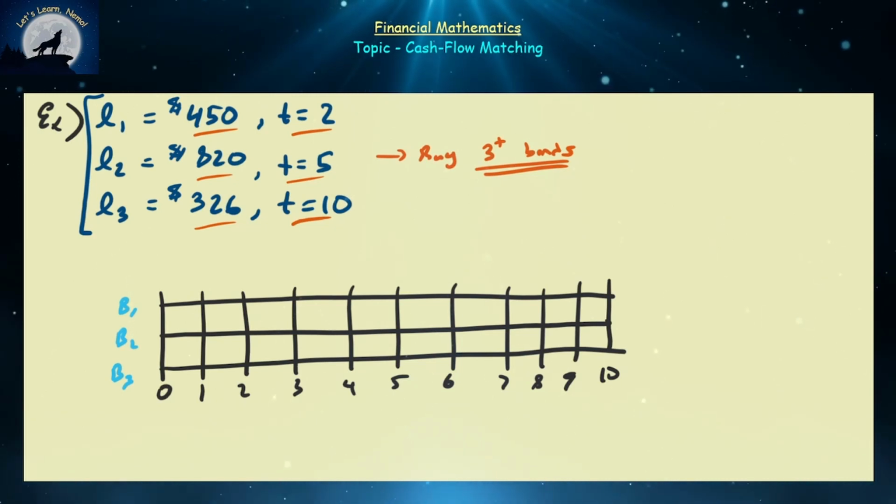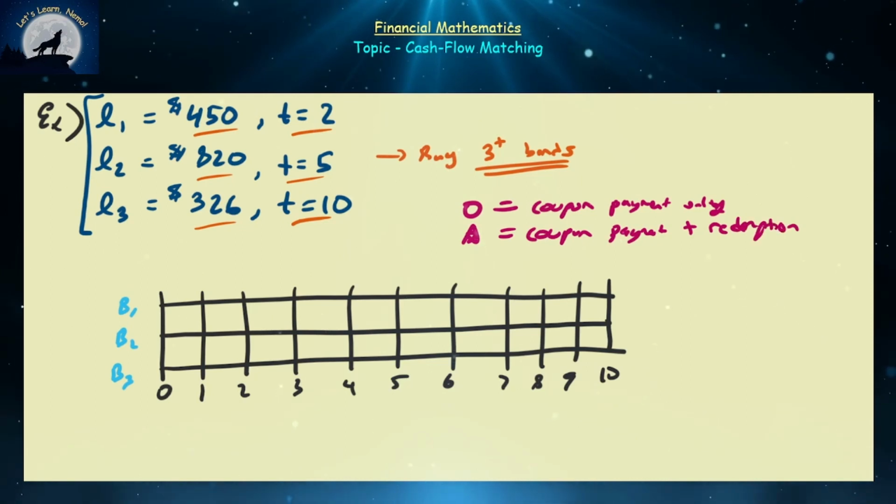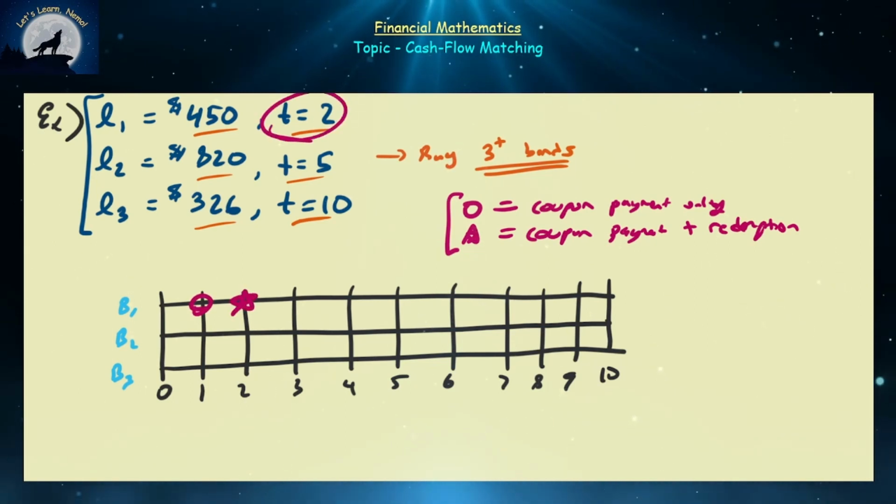So let us just create a bit of notation just to make this a little bit nicer. So let's assume that this is just a coupon payment only. And let's assume star is coupon payment plus our redemption value. So bond 1 is going to have a coupon payment at time t is equal to 1, and then it's going to have a redemption at time t is equal to 2 because that's when our first liability is due.